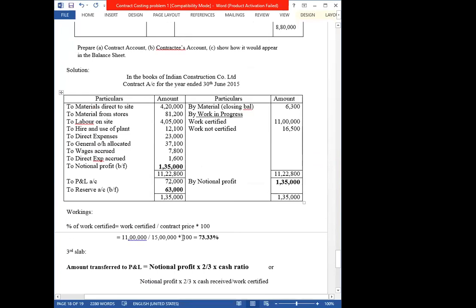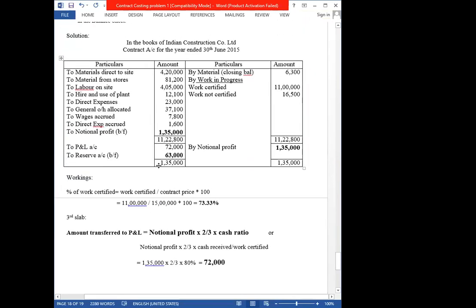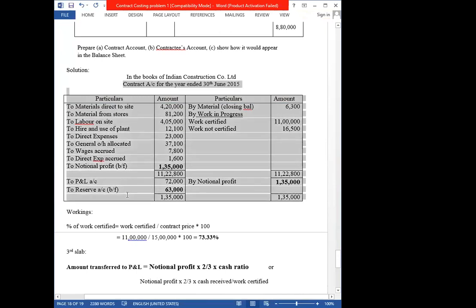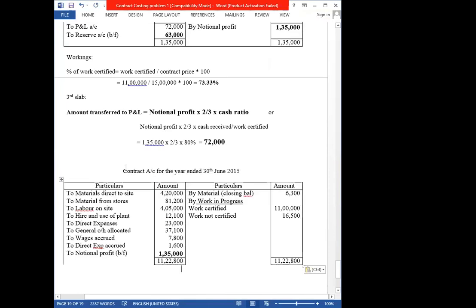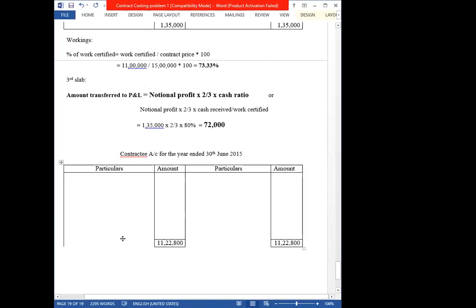But the problem is not over here because they ask you to prepare contractee account and also the balance sheet. Okay. So we are going to prepare the contractee account. Okay. So I'm going to copy the same thing. It will be easy for me. Here I'm going to write contractee account for the year ended 30th June 2015. So all these items I'm going to select.